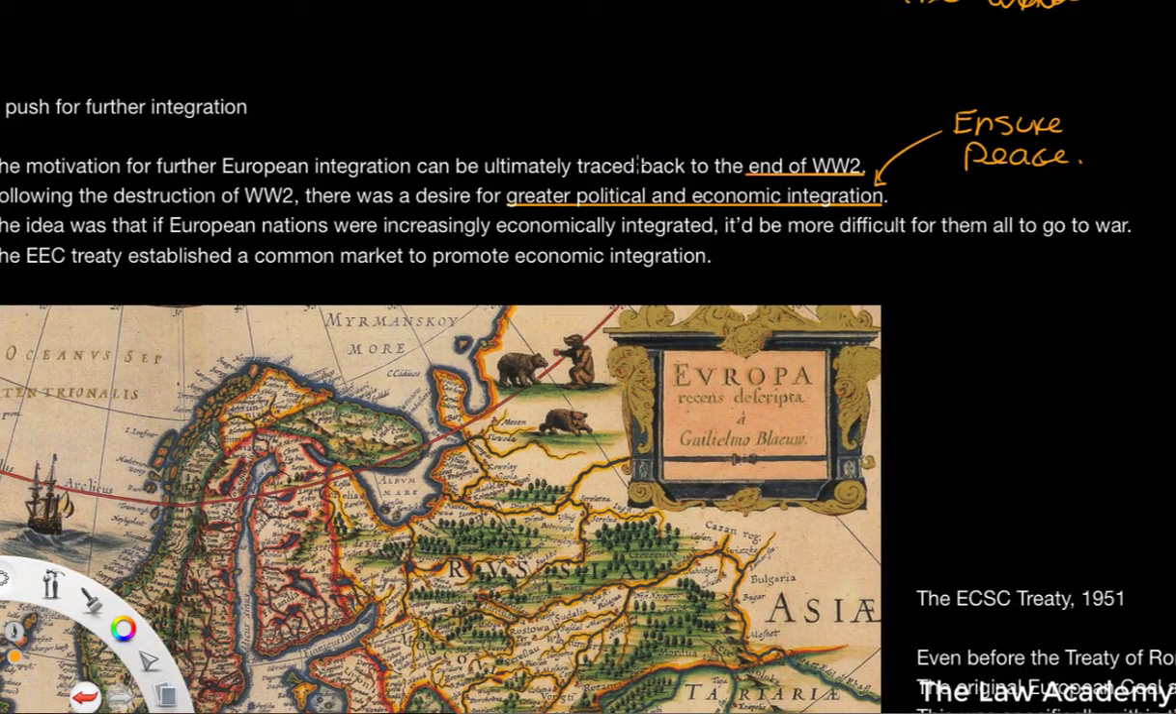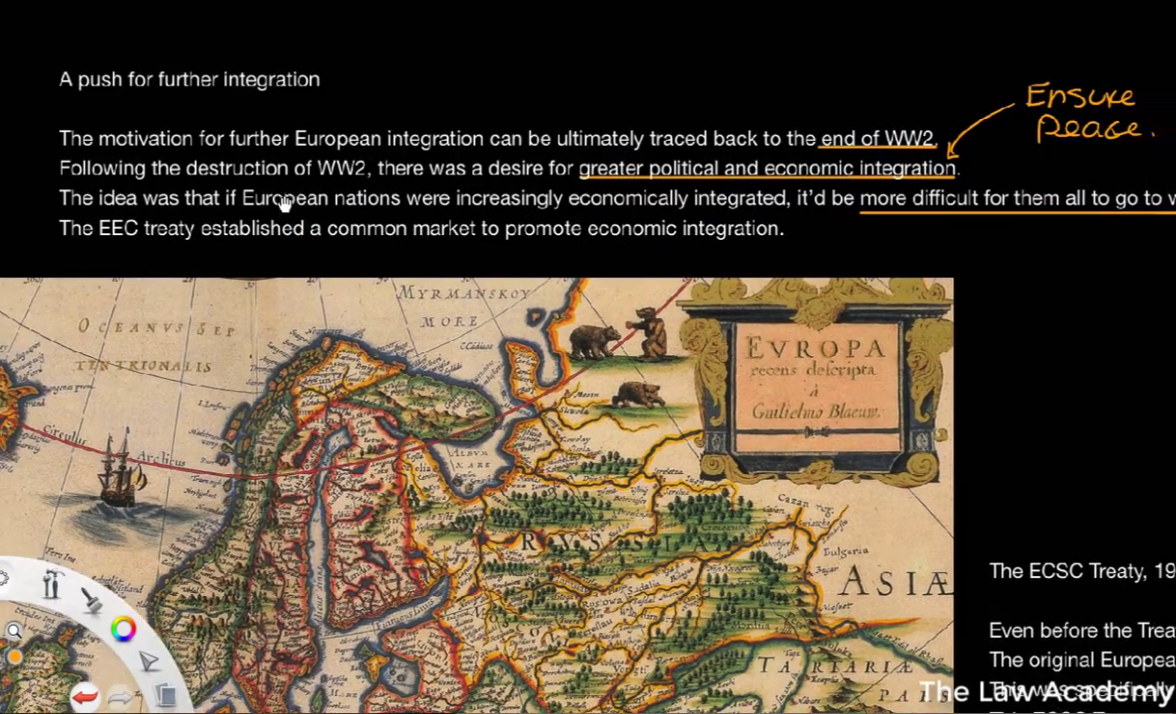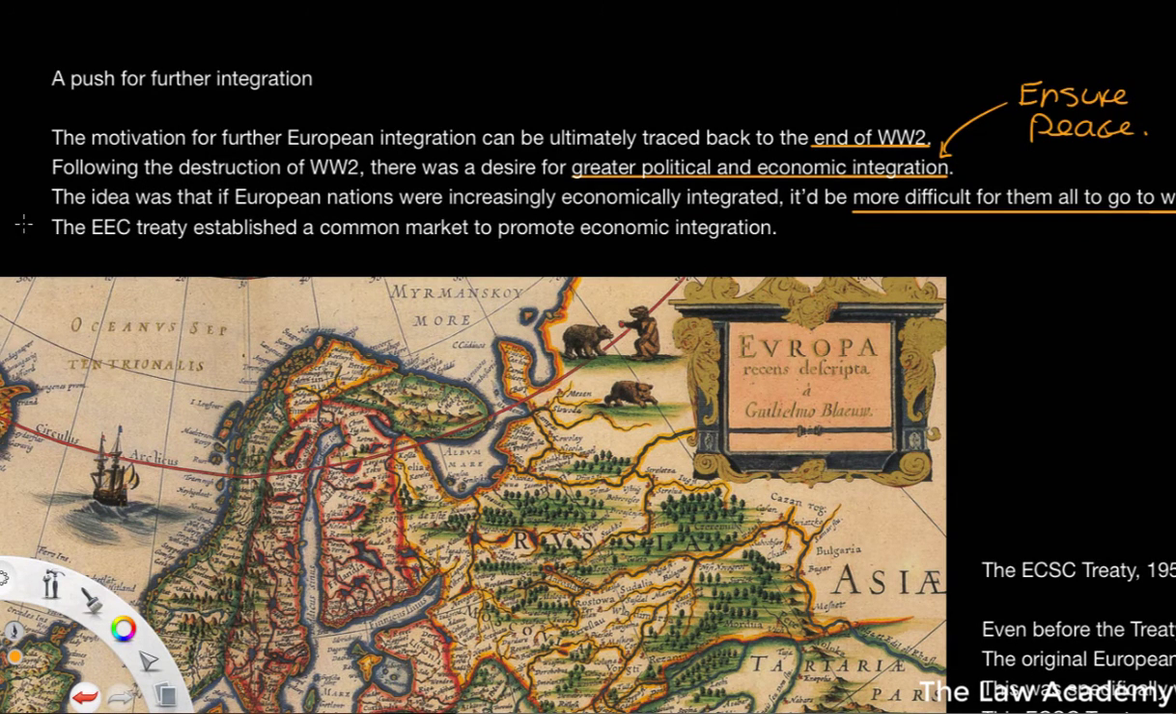Because if European nations were more economically integrated, they would have to rely on each other more for economic prosperity, which made it difficult for them to go to war. If you're relying, for example, on a different country for imports of a number of very important resources, it's probably not a wise idea to then go and bomb that country and try to destroy it, because then you're going to have limited access to those resources. That's a very basic understanding of the general motivation towards further integration.